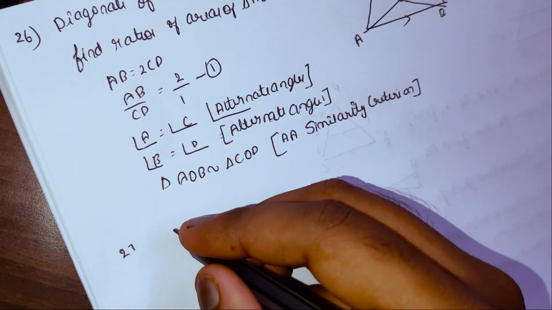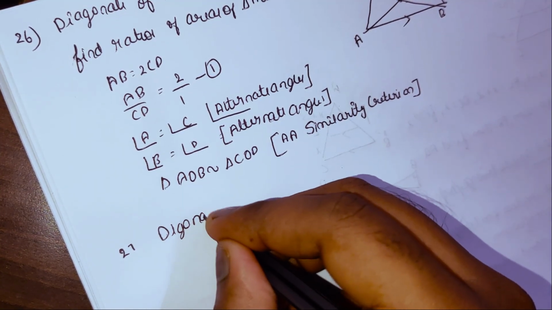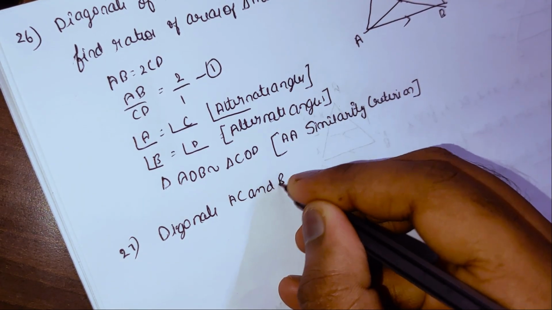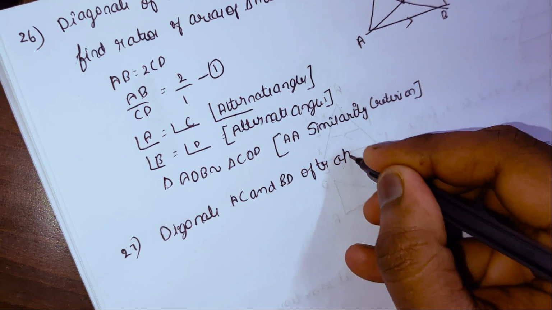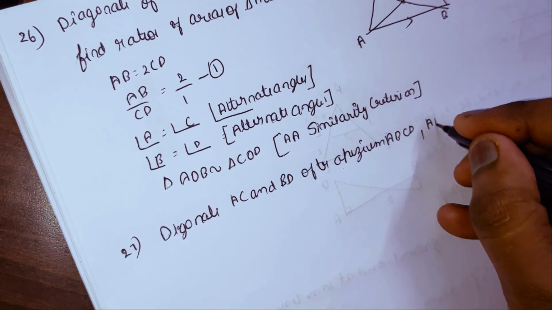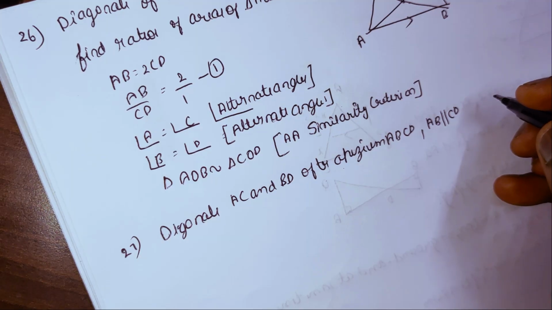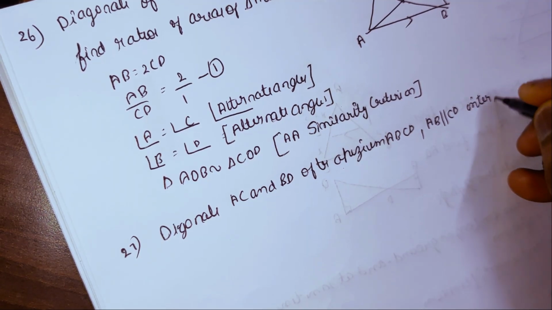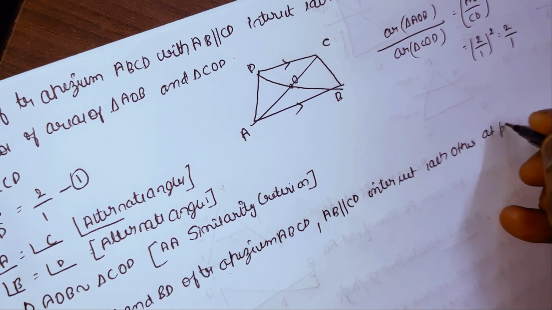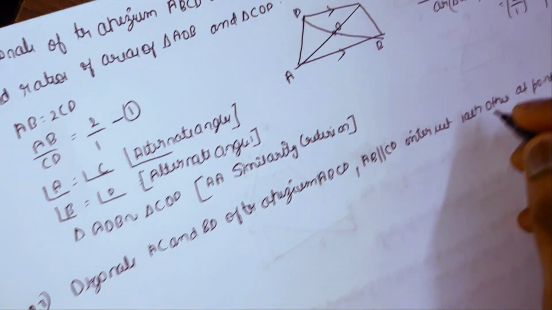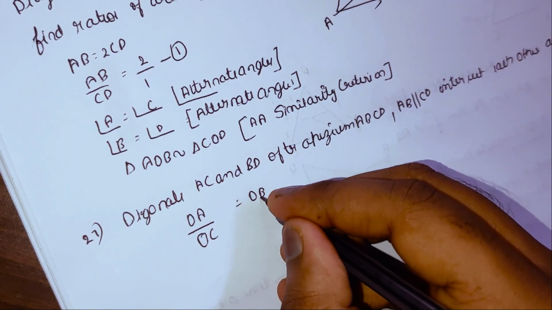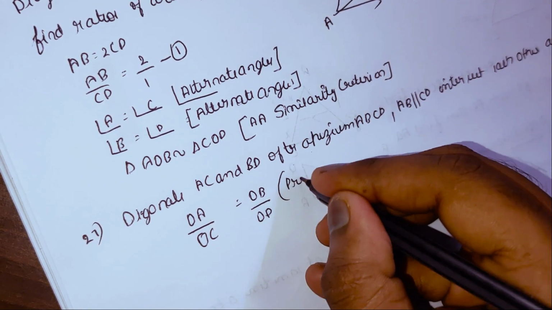27th question. Diagonals AC and BD of trapezium ABCD, in which AB is parallel to CD, intersect each other at point O. Prove that OA by OC is equal to OB by OD. Proof.